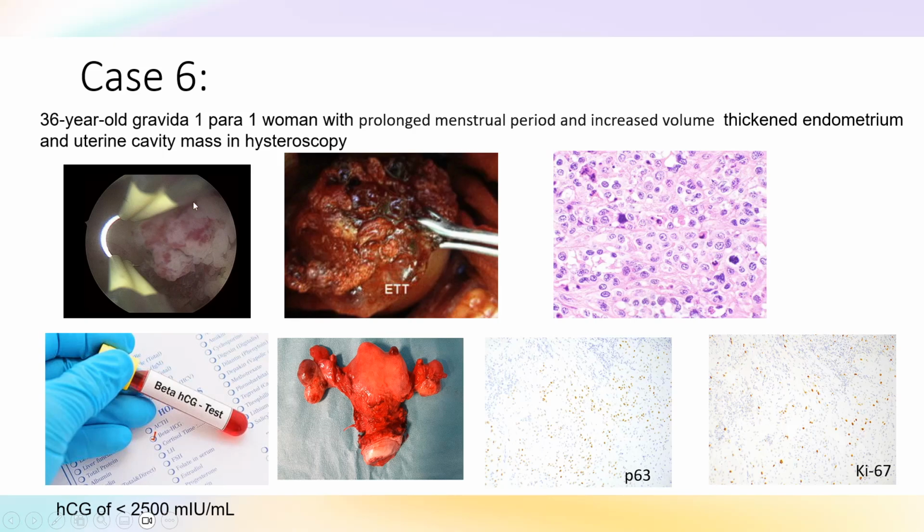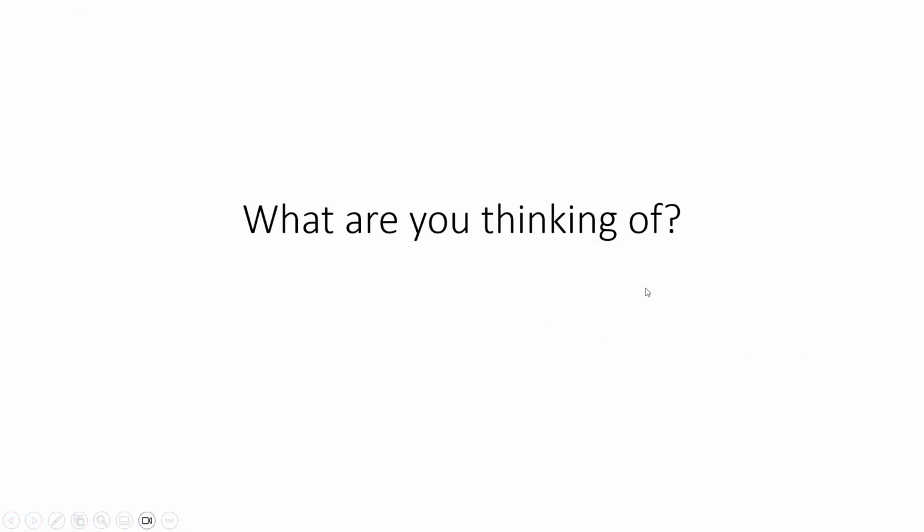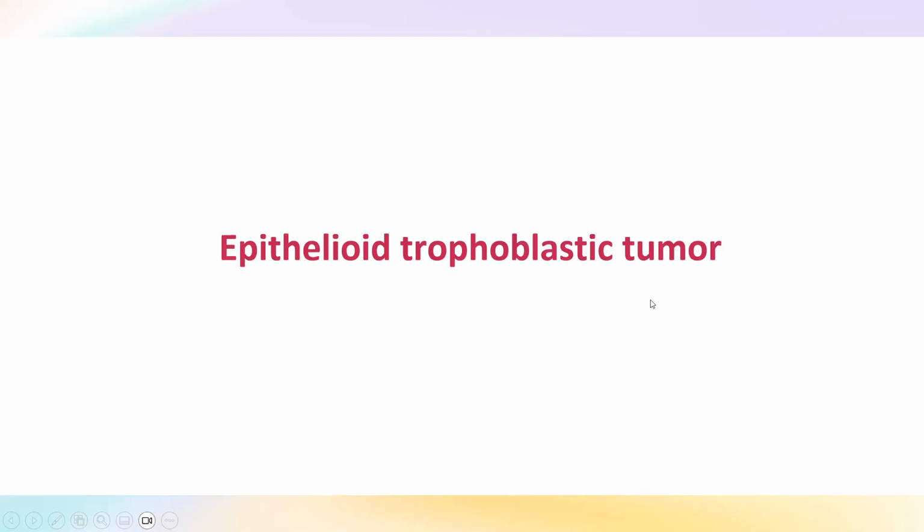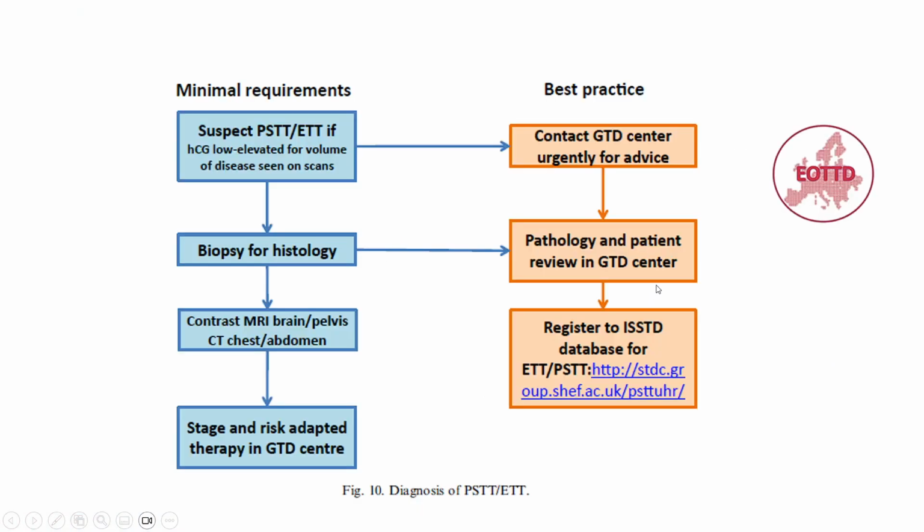On examination of her hysteroscope, the beta HCG was actually less than 2500 mIU per mL, and we had this biopsy, then a decision for hysterectomy because we had this tumor that you can see, with epithelioid-like cells that show moderate atypia and distinct cell borders, positivity for P63 and a well-recognized Ki67. So what are you thinking of? What might this be actually? Yes, an epithelioid trophoblastic tumor.